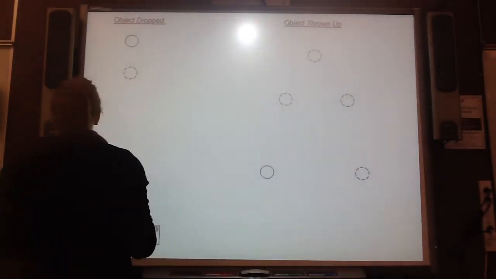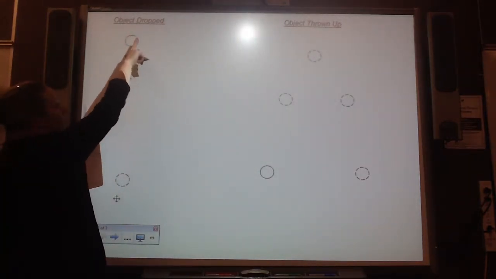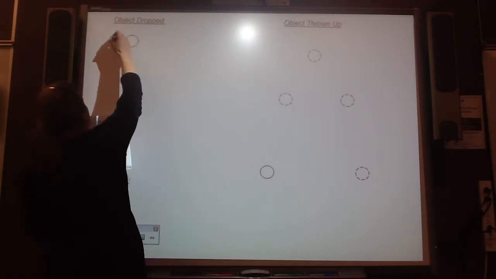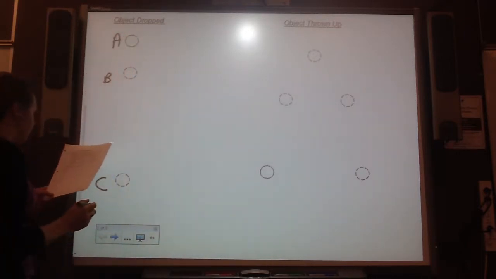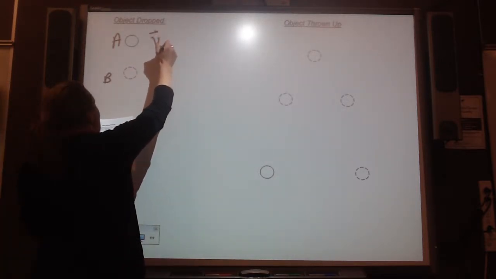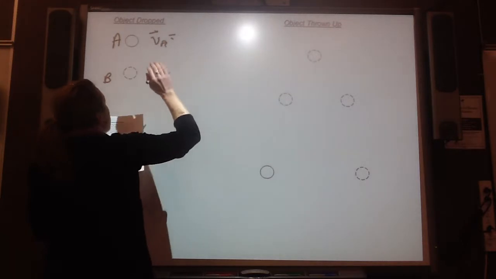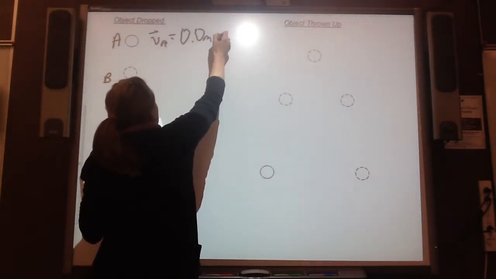So see here, this is like our A point. This is where we're starting from. So let's call this A, this is B, and this is C. So my velocity vector at A, when I start right from the beginning, is 0.0 meters per second.